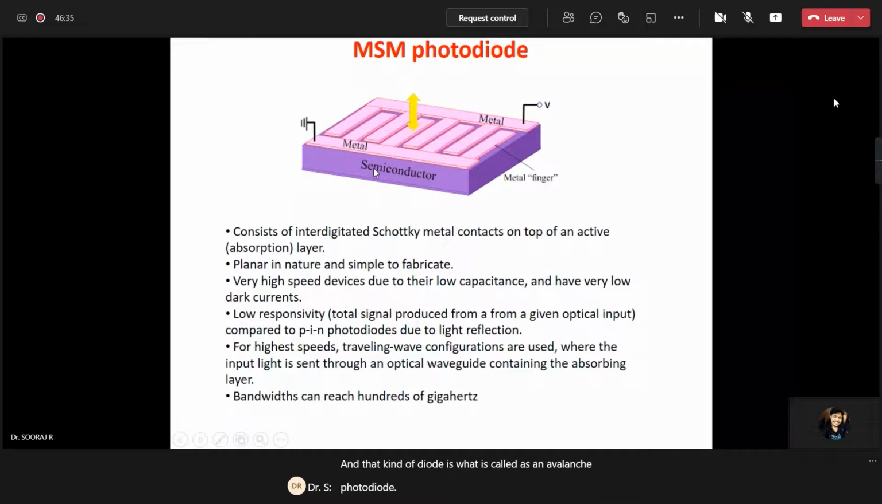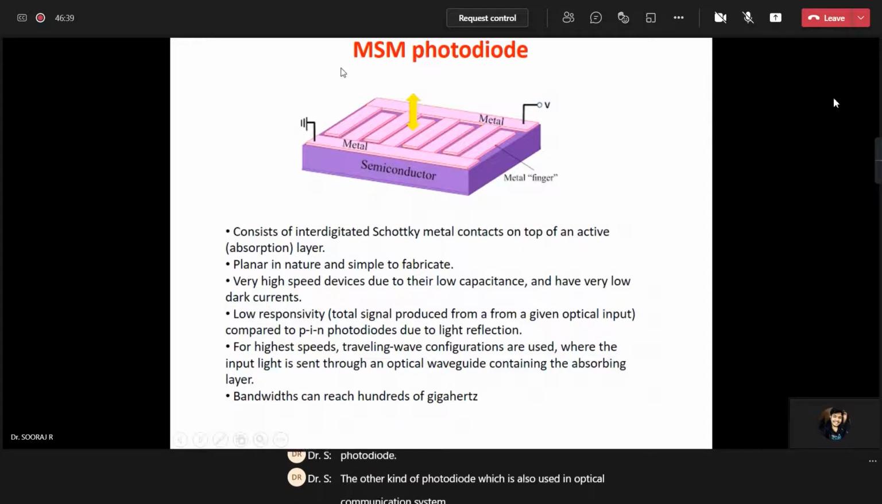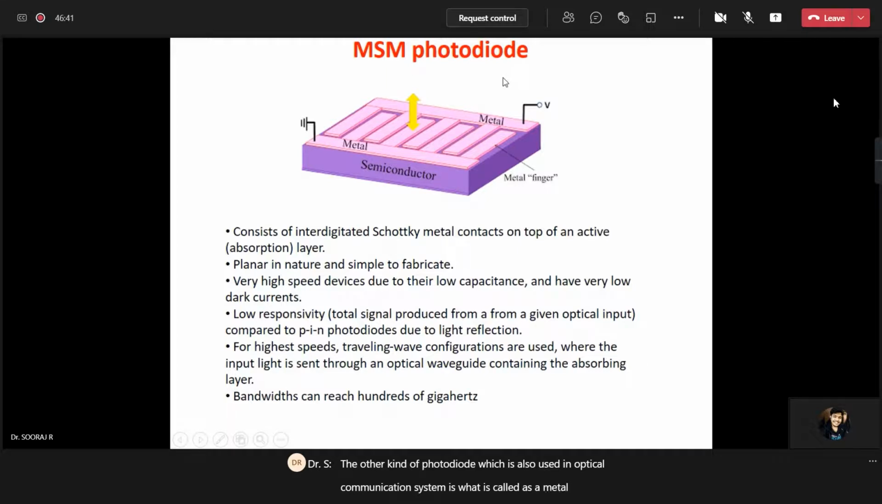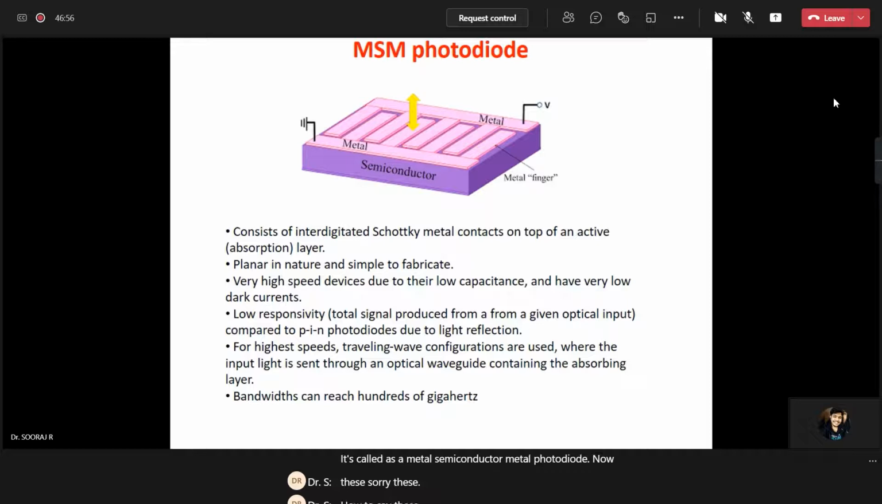The other kind of photodiode which is also used in optical communication systems is called a metal semiconductor metal photodiode. Now these photodiodes, they are formed by Schottky junctions.